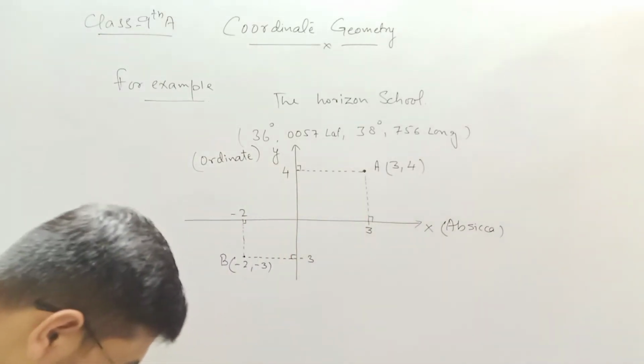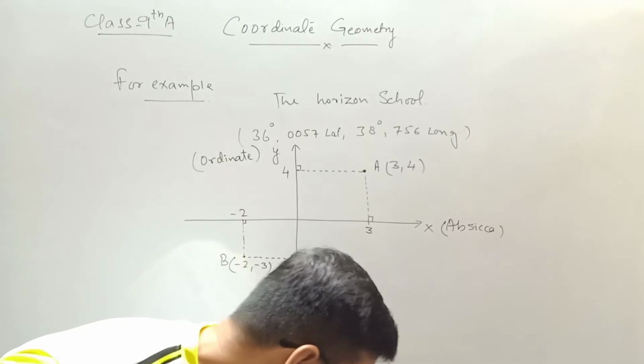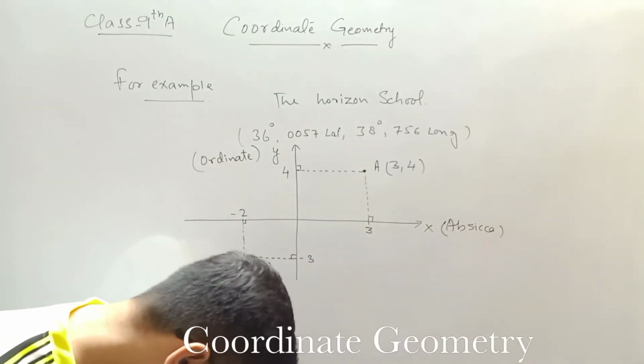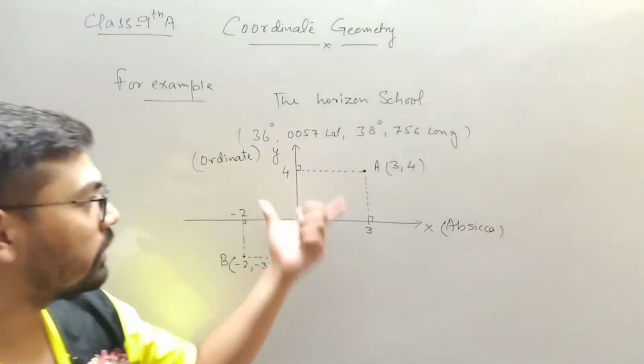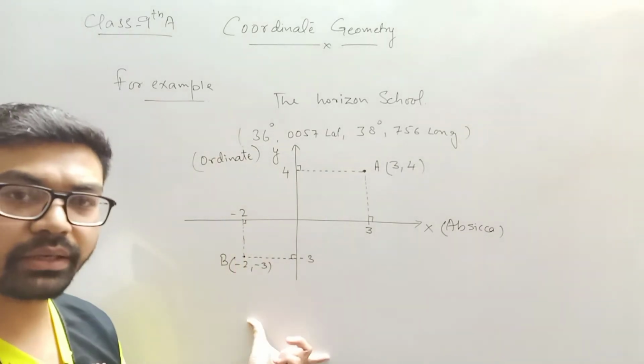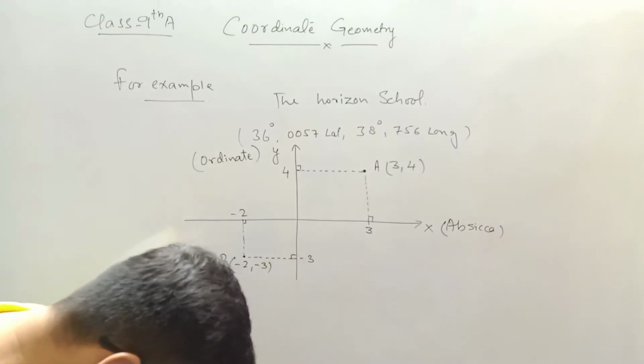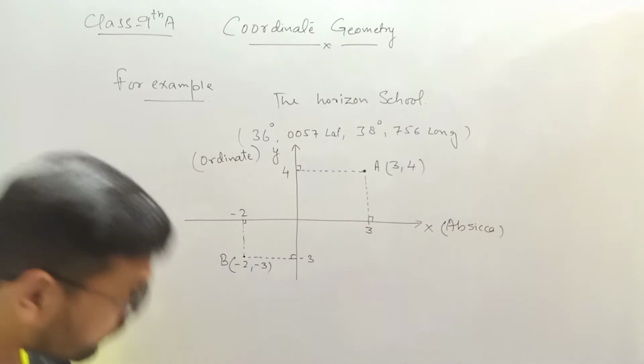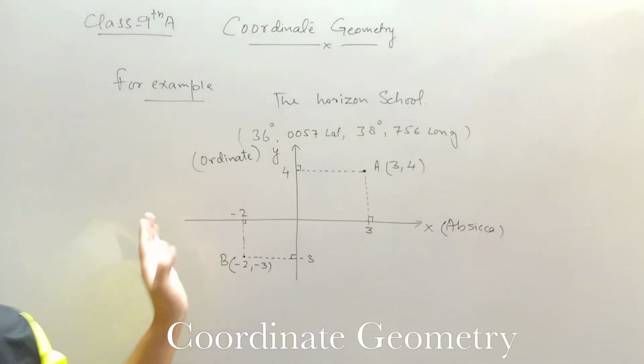Okay, I hope up to this point it is clear to you, all right? Nothing difficult in this, right? So this is simple coordinate geometry, the concept behind coordinate geometry. Till this point, note these things fast.